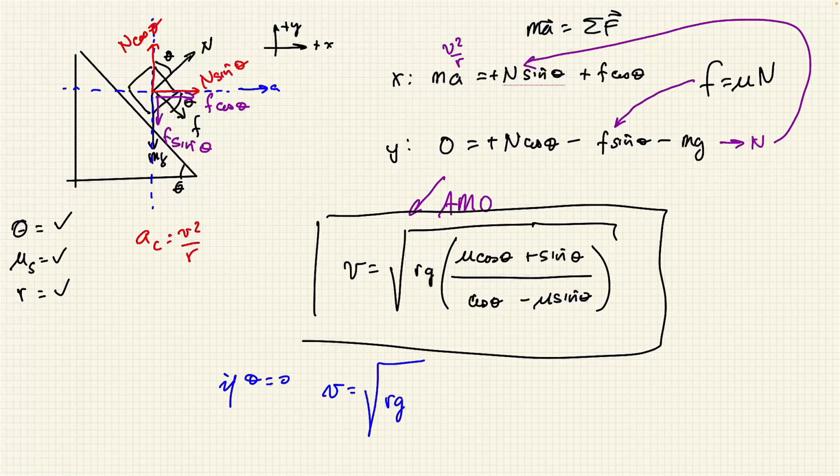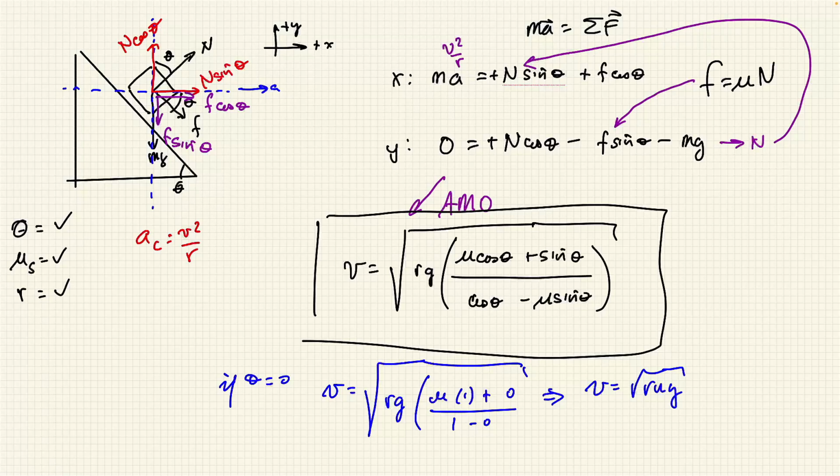Okay, what is cosine of 0? It's 1. So that's mu times 1 plus, and what's sine of 0? 0. And cosine of 0 we always said was 1 and minus 0, right? So this turns into the square root of r u g.